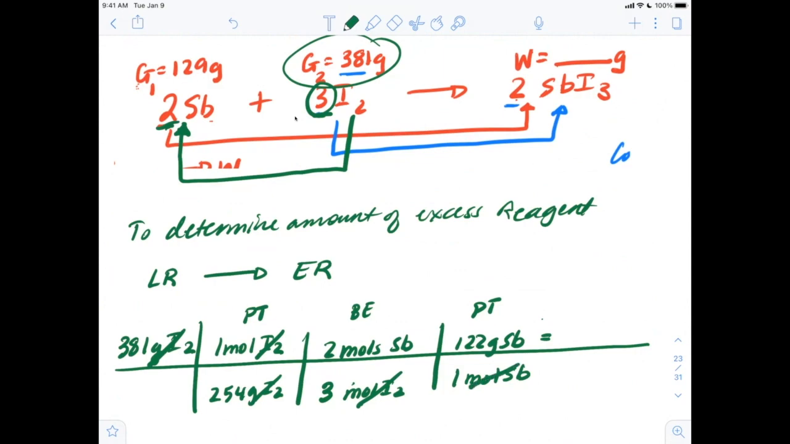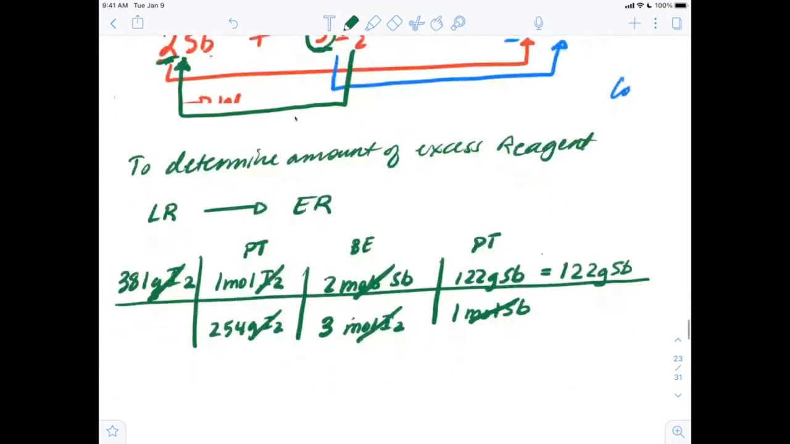up. Units cancel out, units cancel out. Let me go ahead and do my math. I have 381 times 1 times 2 times 122 divided by 254 divided by 3. Let's see what we got. Okay, we got 122 grams of Sb. Yeah, I checked this twice earlier today when I was doing this session earlier. 122.